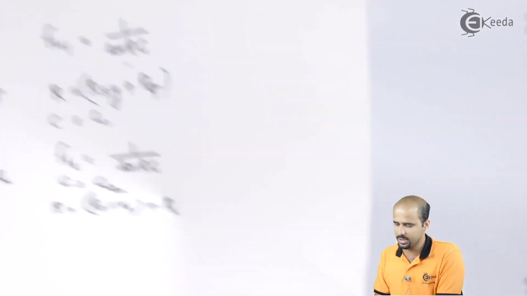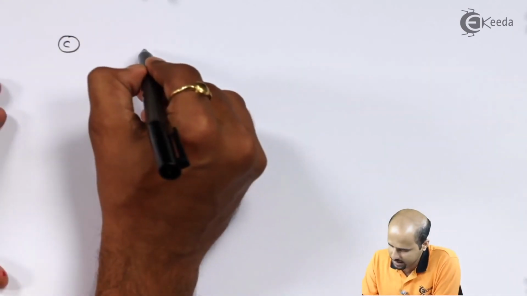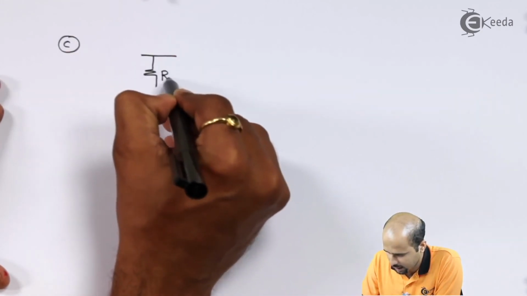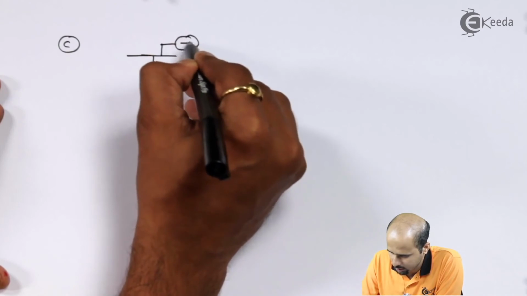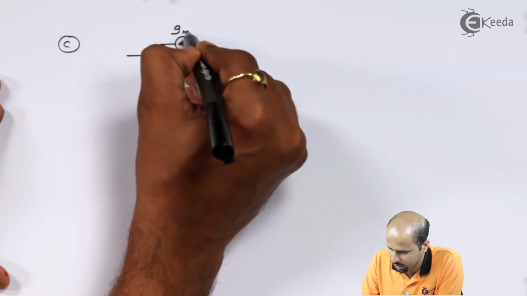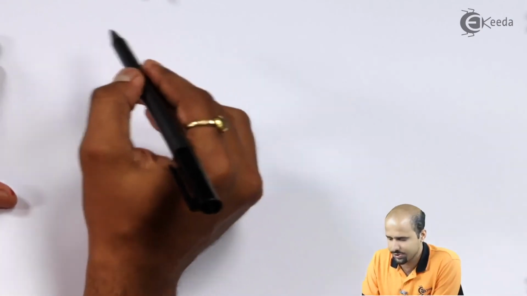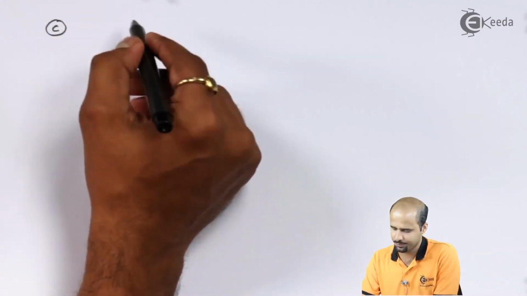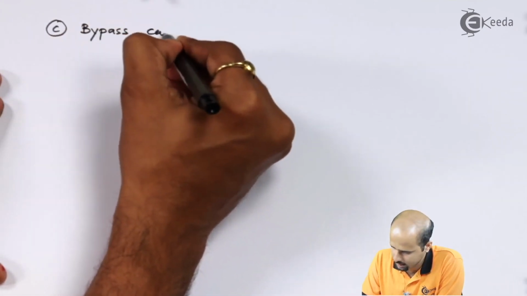Let's move towards the next part, that is the C part. The C part is related to the bypass capacitor. So the bypass capacitor is associated with the resistance RE, right? And along with that, the current source, that is GM into... Now we'll have to consider the C part, that is related to the bypass capacitor, and we'll write it over here, bypass capacitor.